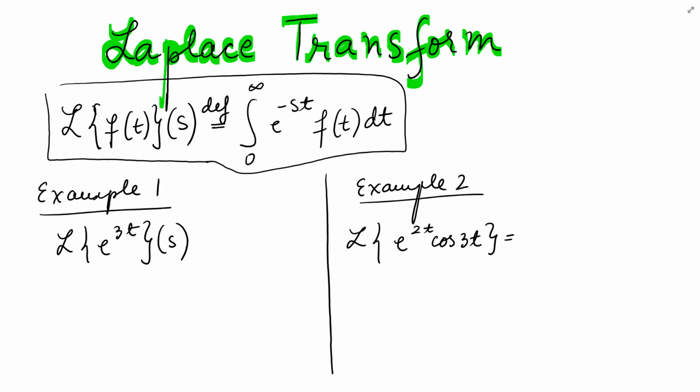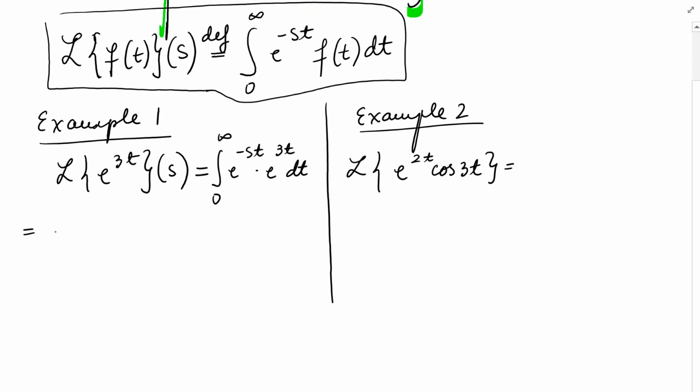So the first example is to find the Laplace transform of e to the power of 3t. The definition says it is the integral from 0 to infinity of e to the negative st times e to the 3t dt. This integral can be rewritten as e to the negative (s minus 3)t dt. I use the exponent property: a to the b times a to the c is a to the b plus c.